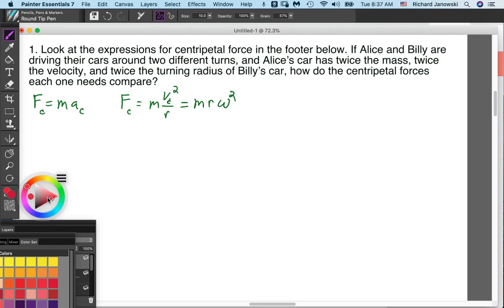First of all, look at the expressions for centripetal force in the footer below. You don't see the footer, so I've written the expressions for centripetal force there. We'll decide which one to use in a little bit. I'll show you how once we know a little bit more about this problem.